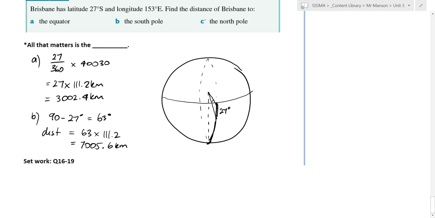What about the North Pole? What's the distance to the North Pole? 117. Yes. Barely even silence then. This is 90 degrees, so it's 90 plus an additional 27. And so therefore, part C to the North Pole is 90 plus 27 degrees. That's the angular difference. And therefore the distance is equal to 117 times 111.2.